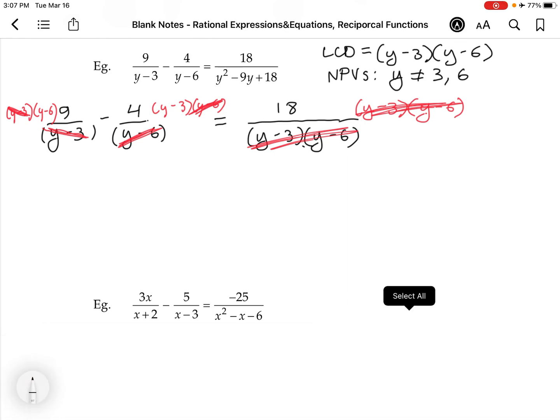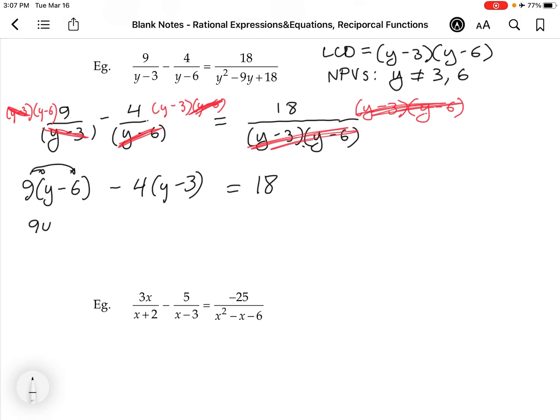So if I take a look at what I have now, I have 9 times y minus 6 minus 4 times y minus 3 equals 18. And now I have to do some expansion and some simplification. I think this one's going to be linear. So I'm going to go ahead and do that. So I'll have 9y minus 54 minus 4y plus 12.